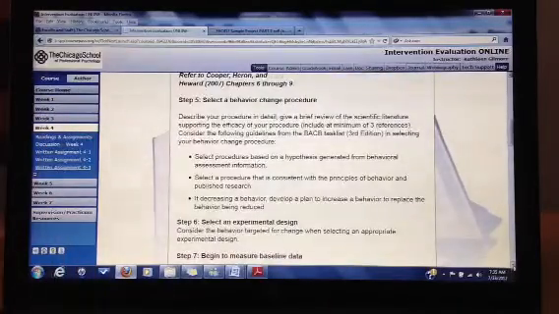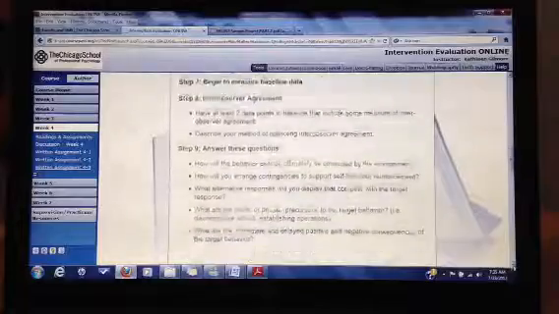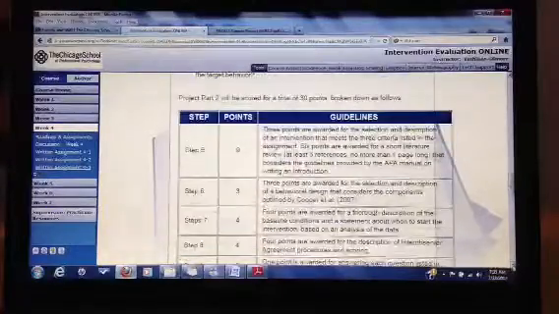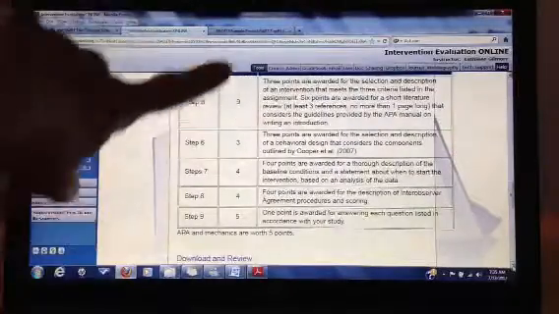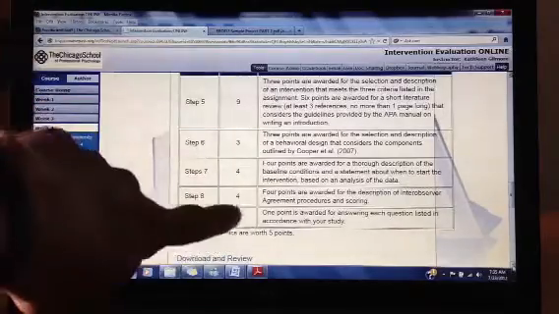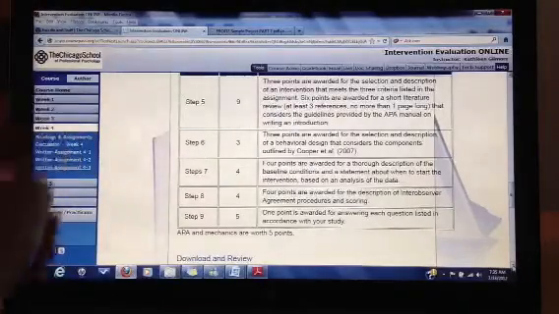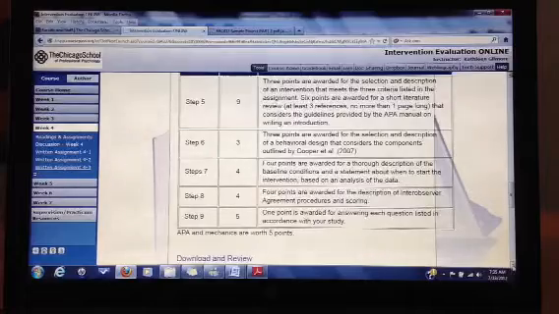Make sure that you cover all of the steps. There's several of them. Make sure that you look at the rubric and that everything that is asked for here in the rubric is in your assignment.